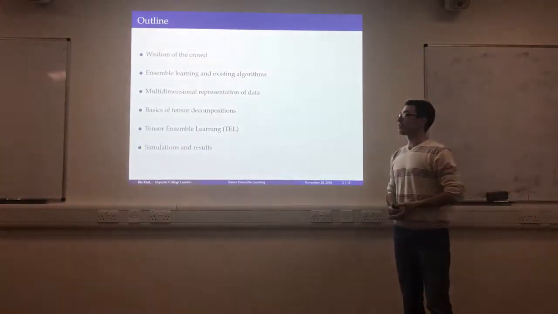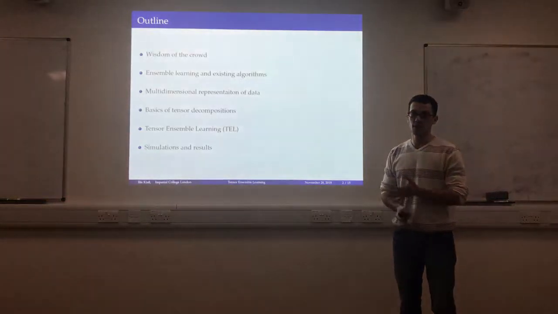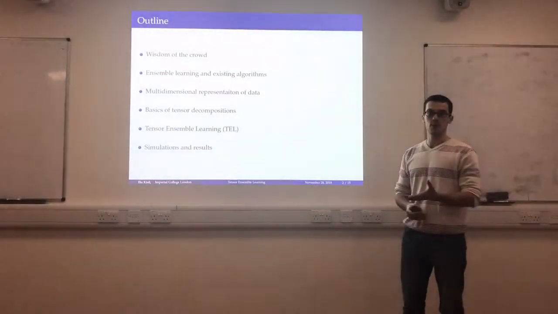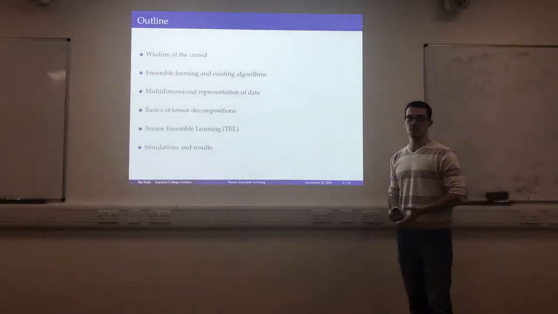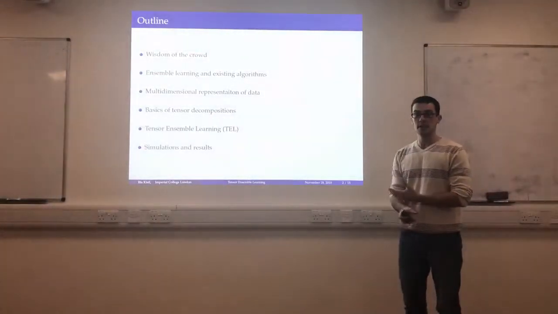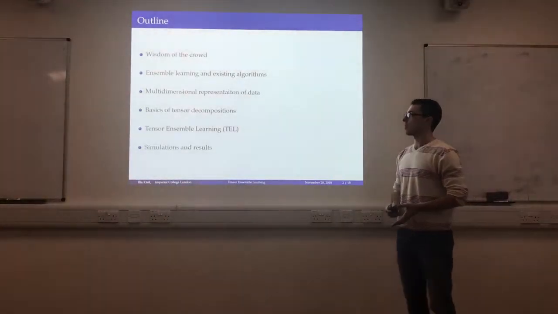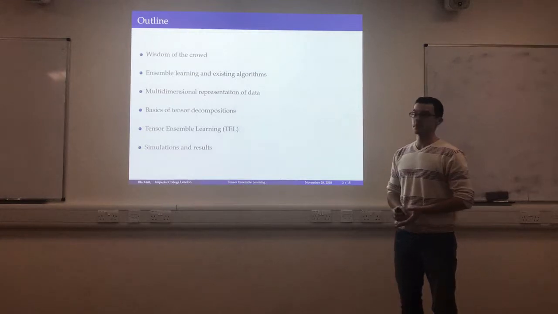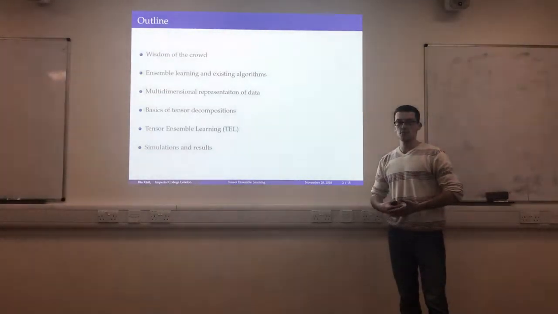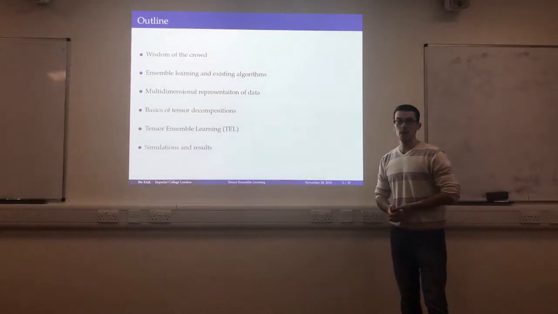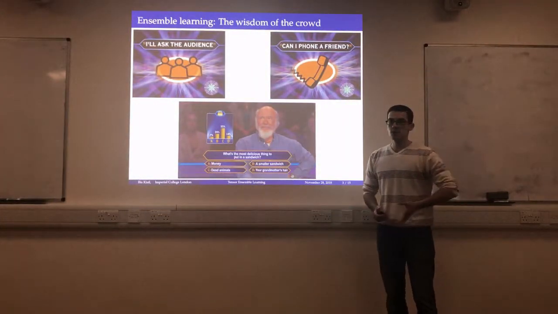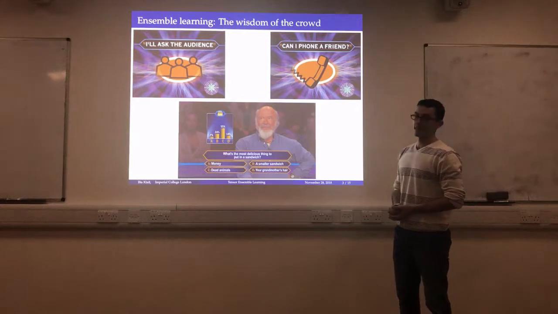The outline for my talk is as follows. Firstly, I'm just going to touch upon the concept of wisdom of the crowd, how we as people come up with collaborative solutions. Then we will see how these basic ideas have been employed in machine learning. Then we will slightly touch on a somewhat novel way of representing data while keeping the original structure, which will be followed by an introduction to some basics of tensor decomposition. Then I will introduce our proposed framework, and finally I will conclude with some simulations and results.